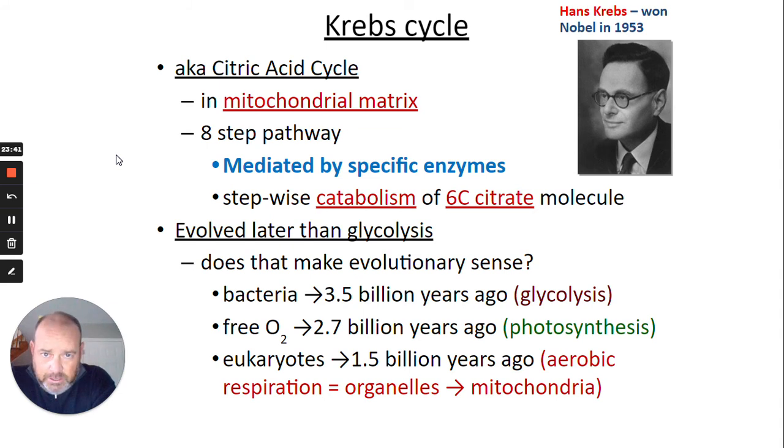So yeah, the Krebs cycle, also known as the citric acid cycle, because that is one of the components of the cycle. It's going to occur in the mitochondrial matrix. It's going to occur in that space. It's an 8-step pathway, lots of enzymes involved. You don't need to know all of the steps.